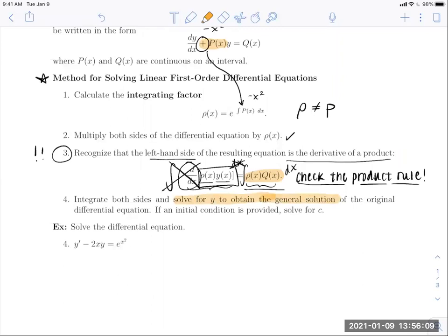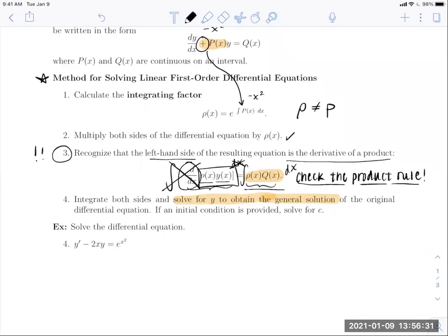Now remember, what I mean by general solution is that that solution is going to be in terms of x. If you're given an initial condition, then you can also solve for c. So we're going to jump right in here to our first example and just really see how we can solve these linear equations and how the integrating factor is calculated and also used to solve these.